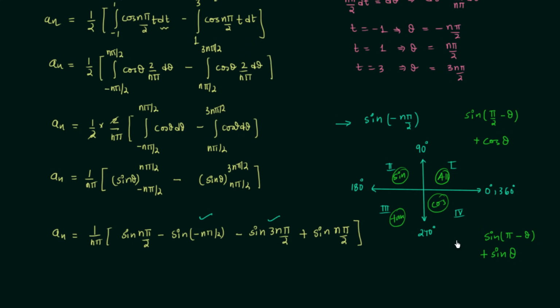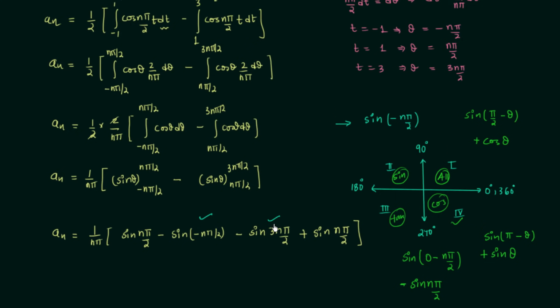Now we will focus on sine minus n pi by 2. I can write sine minus n pi by 2 as sine 0 minus n pi by 2. 0 minus something will lie in fourth quadrant, and in fourth quadrant cos is positive and sec is positive. But here we have sine, so we have negative sign, and as we are having 0 minus something, sine will not change to cos. So we have sine n pi by 2. So overall we have minus sine n pi by 2 in place of sine minus n pi by 2. So we are done with the second term.